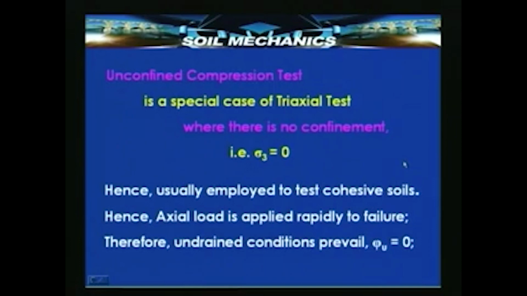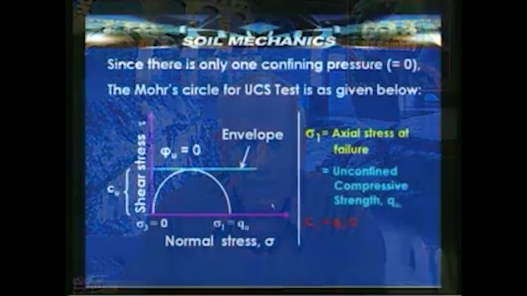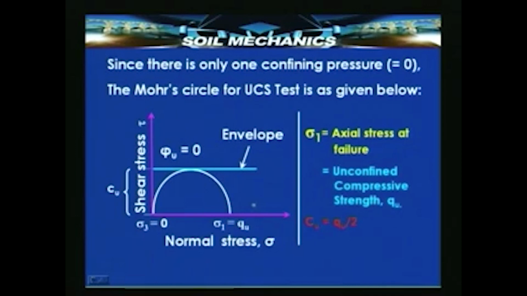Therefore, undrained conditions will prevail obviously, because the loading is rapid, which means the angle of internal friction will not get mobilized at all. That means phi u is 0. Therefore, the corresponding Mohr circle for this will be a single circle which will pass through the origin.